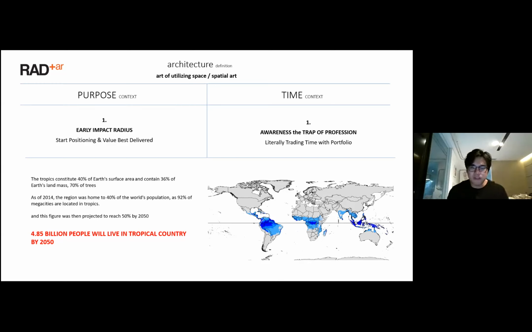And then 92% of megacities are actually located in the tropical belt. Means in 2050, I think this research is dated. This one was done years ago. So I'm sure now it has a bigger estimate of the world within the tropics. This is very, very dangerous, because in those countries architecture has never evolved that much.